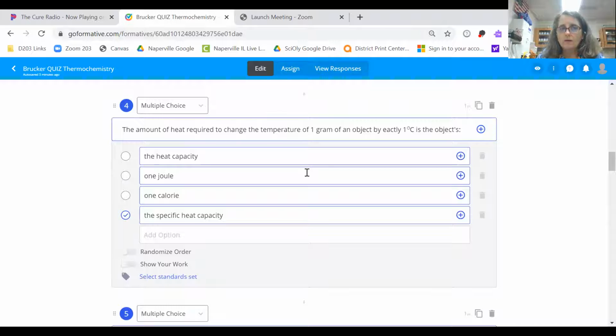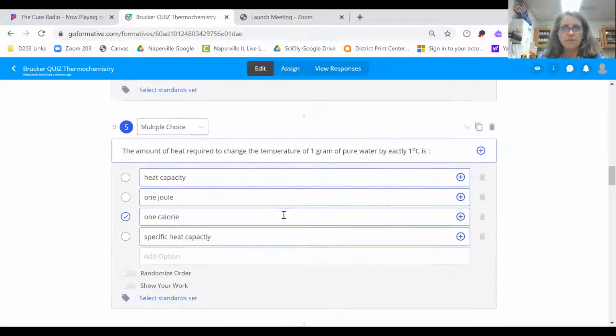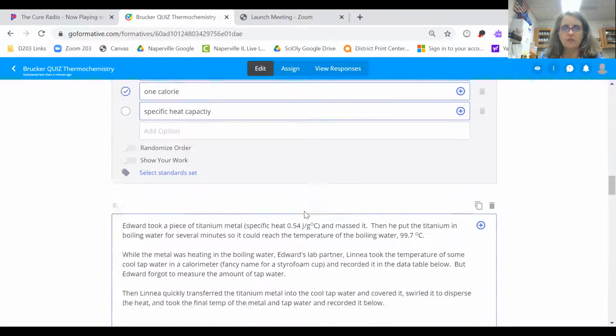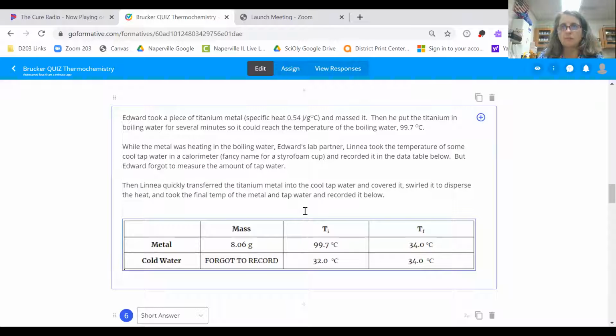Number 4, the amount of heat required to change the temperature of 1 gram of an object by exactly 1 degree Celsius is the specific heat capacity of that substance, while the amount of heat required to change the temperature of 1 gram of pure water exactly 1 degree Celsius is going to be 1 calorie. Okay, so that's the definition of a calorie. So those definitions you definitely need to know.